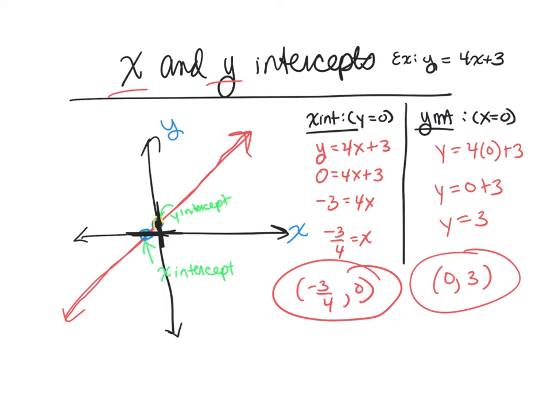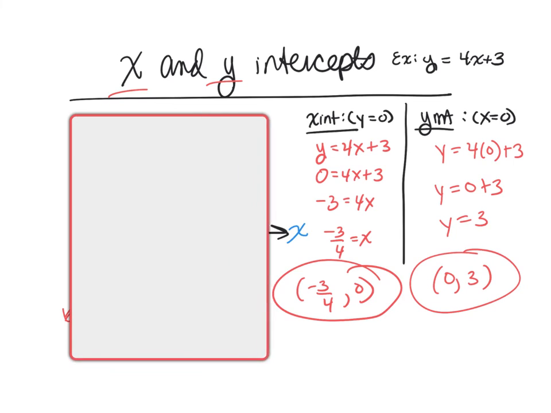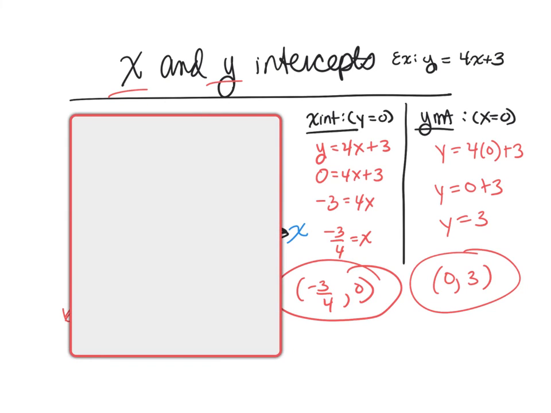And then if we were to graph it, you really only need those points. 0, 3 is your y-intercept, and negative 3/4, 0. So 1 is here, so negative 3/4 is sort of right here. And that's your equation of the line.